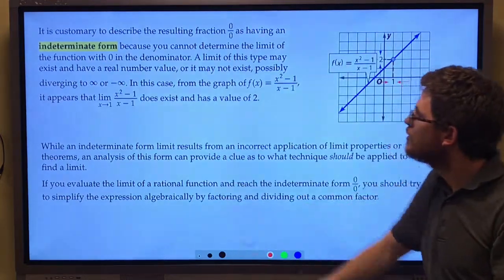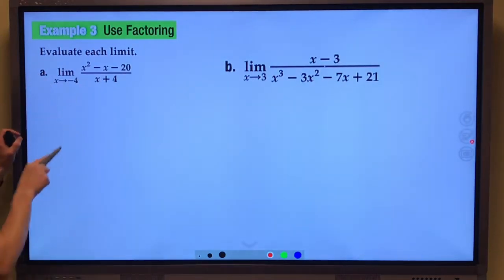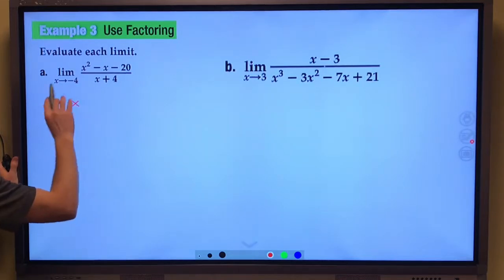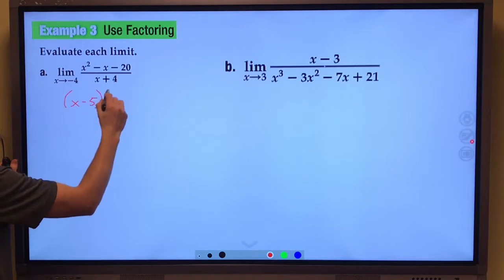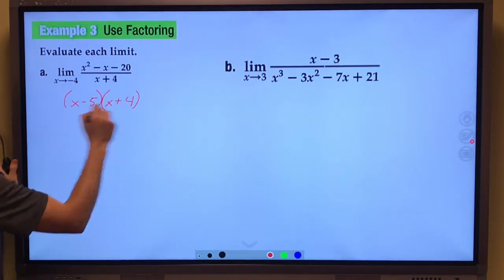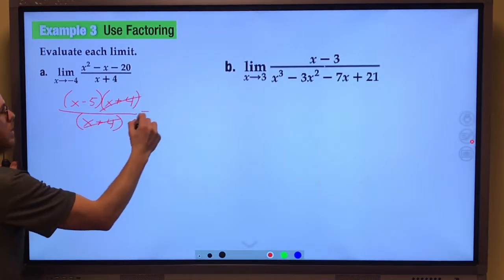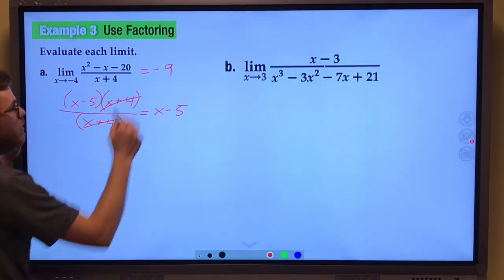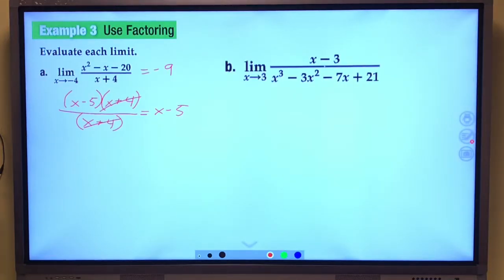Okay. So let's look at some more examples of how we can try to use this. If we plug in a -4, clearly it doesn't work. But we can try to factor. Right now this is an indeterminate form, so let's factor this: x plus 4 times x minus 5. Now we can plug in our value for -4, and we get a -9. So the limit as x approaches -4 would be -9 in this case.